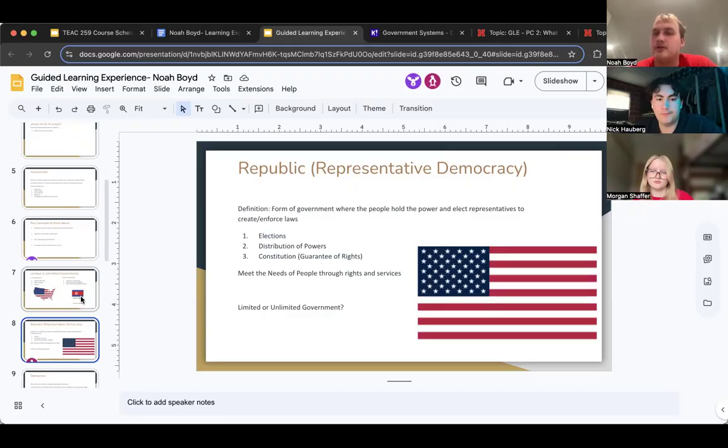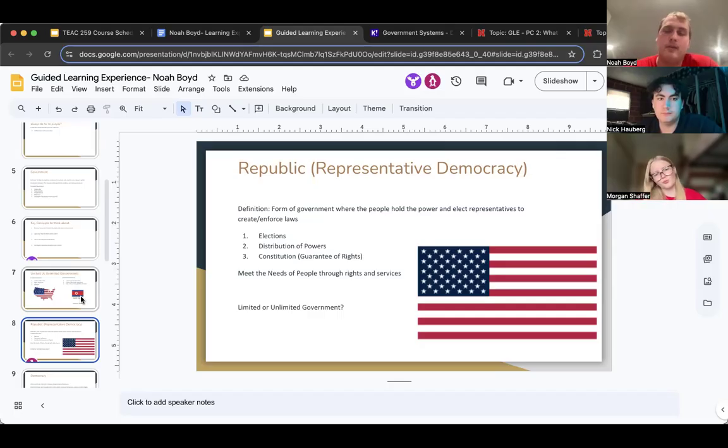There's going to be a distribution of powers in the United States. We have the three branches of government, the legislative, the judicial, and the executive branch, all making sure that not one area of government or not one person has too much power. And then there's going to be a constitution in all republics, writing out exactly what rights everyone is guaranteed, and then everyone is going to follow these same laws.